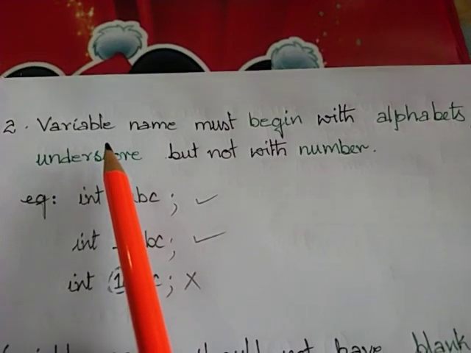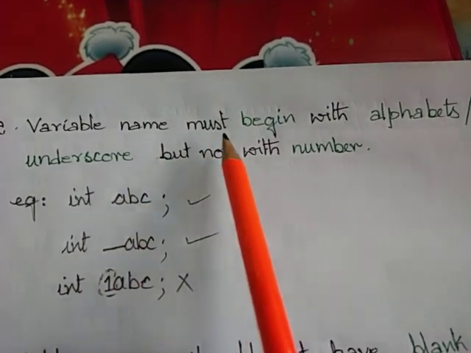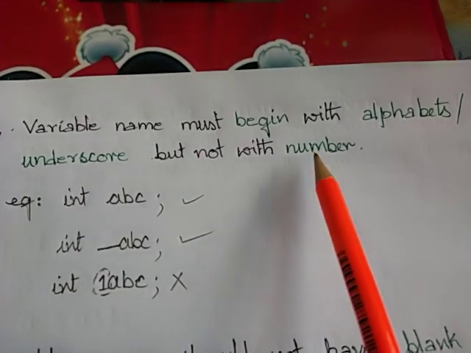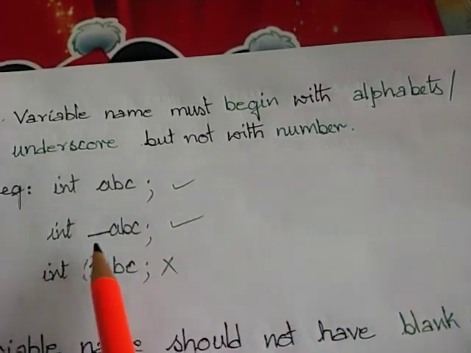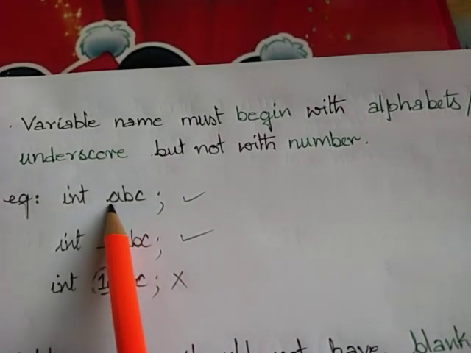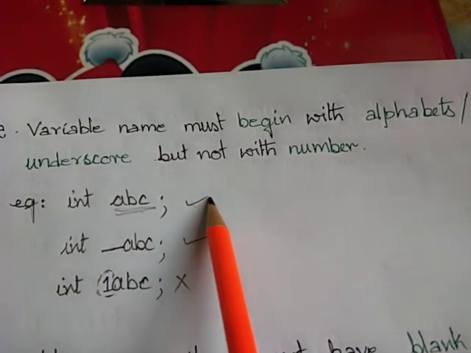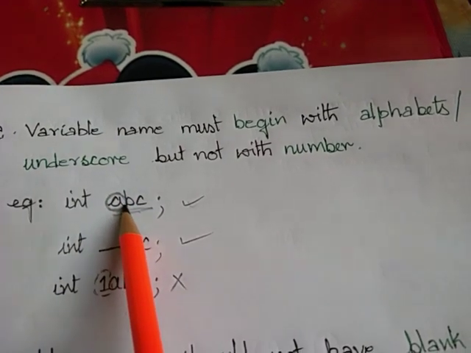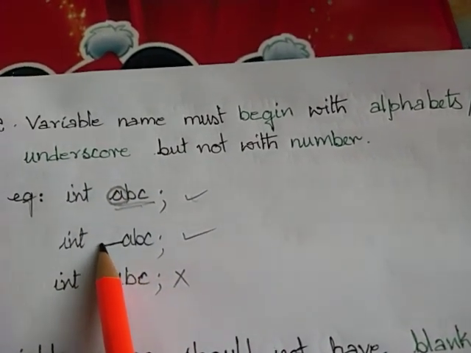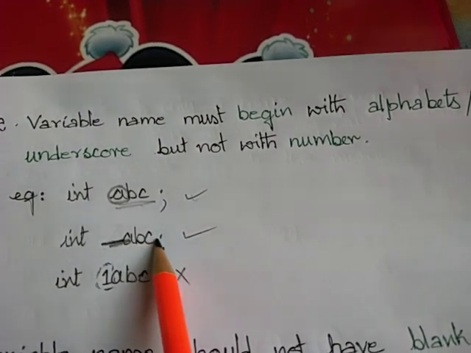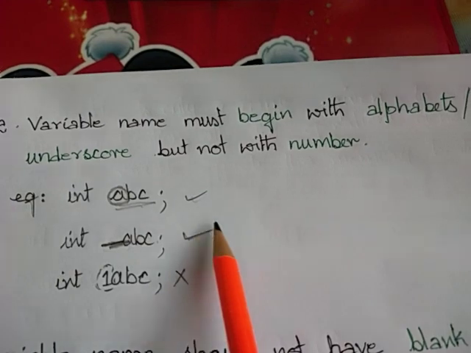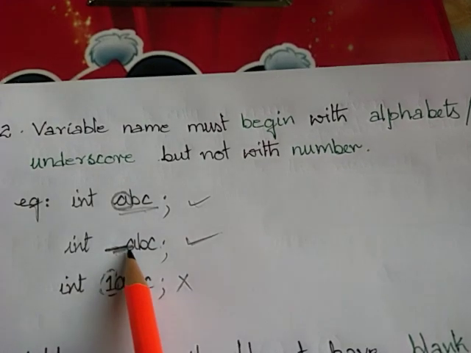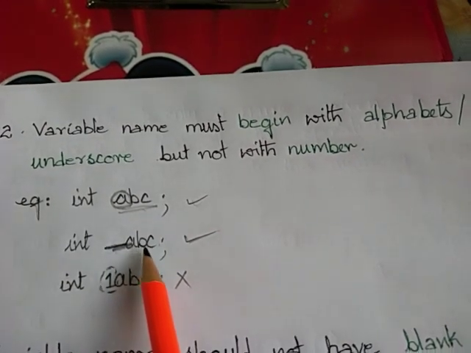Okay, the second rule mentioned that a variable name must begin with an alphabet or an underscore, but not with a number. For example, if you write int ABC, the name of the variable here is ABC. It is correct, because the name of my variable starts with an alphabet. The second example is underscore ABC. Again, this name is legal, because I use an underscore. Underscore can be the first character for the name of the variable.